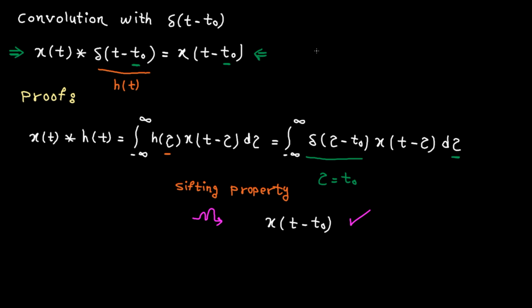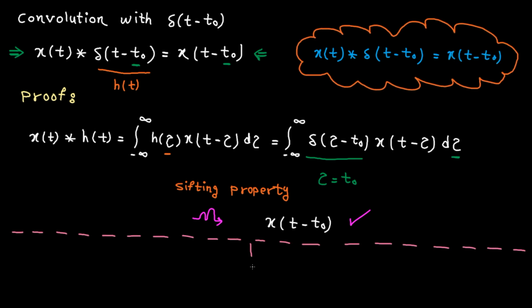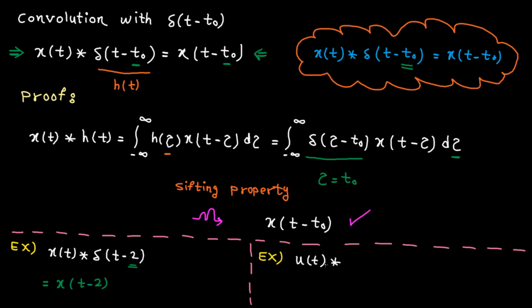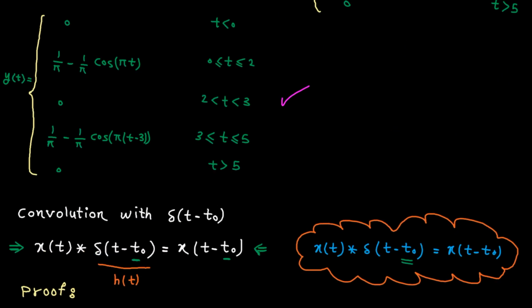So let me write this again. x(t) convolved with delta(t minus t0) is equal to x(t minus t0). First example, x(t) convolved by delta(t minus 2). t0 here is 2, so the answer is x(t minus 2). Next example, u(t) convolved by delta(t minus 1) plus delta(t plus 1). t0 here is 1 and here is minus 1. So the answer is u(t minus 1) plus u(t plus 1).